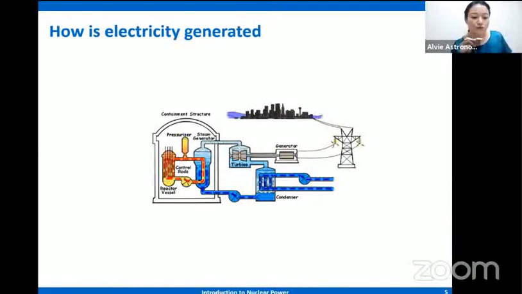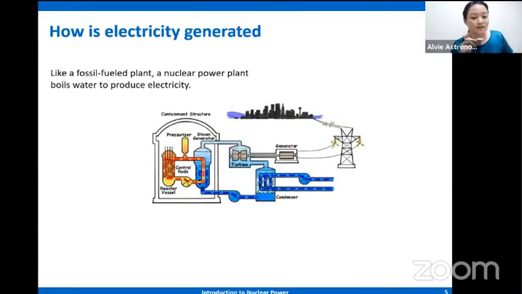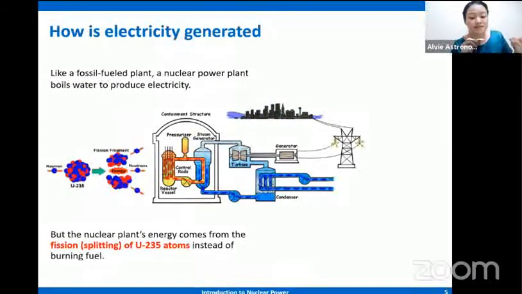So more on the nuclear power plant. Just like a fossil fuel plant, a nuclear power plant boils water to produce electricity. But instead of burning fuel, the heat of the nuclear power plant comes from the fission of uranium-235. The fuel is an atom that is splitting up. And during the splitting up of this atom, energy is released. That energy is converted into heat.